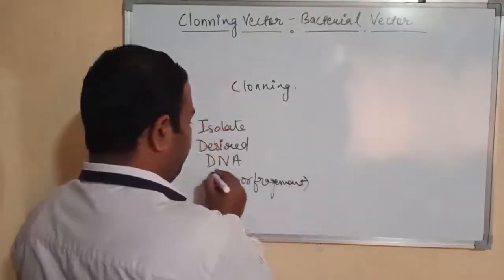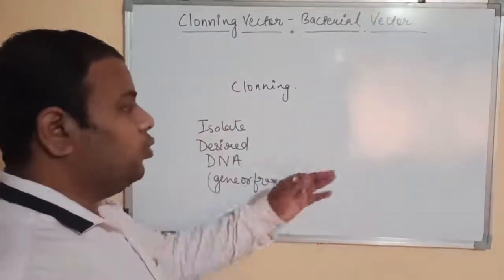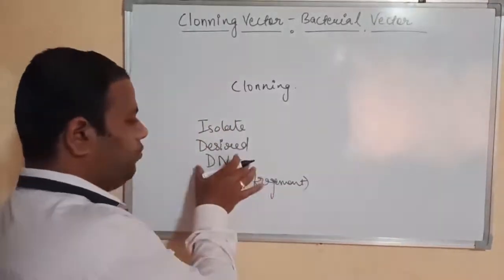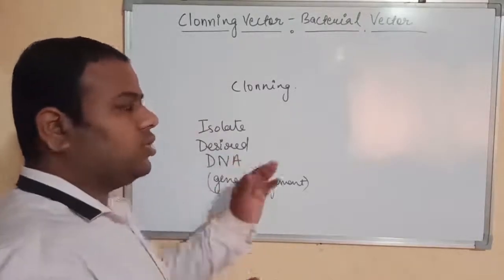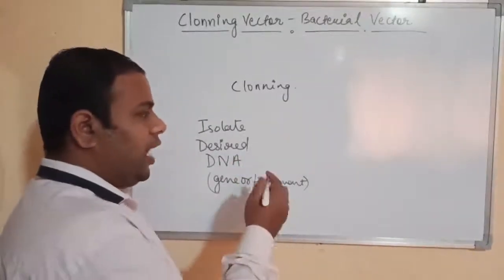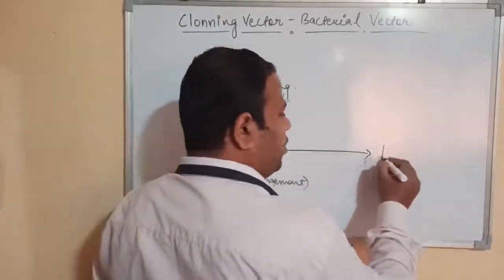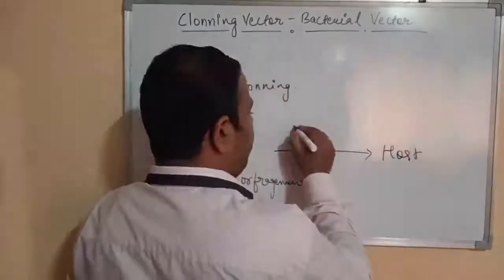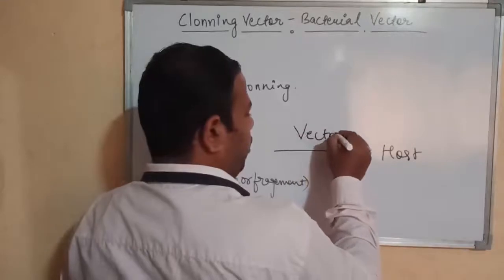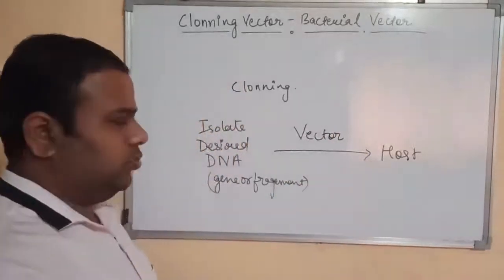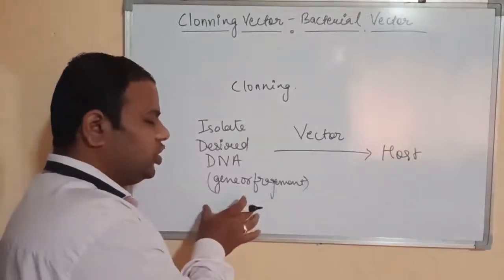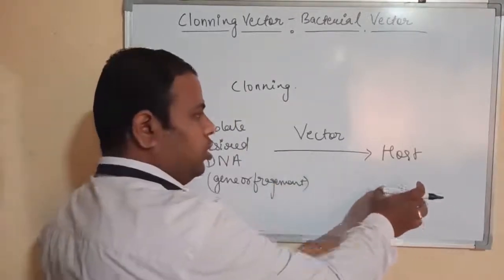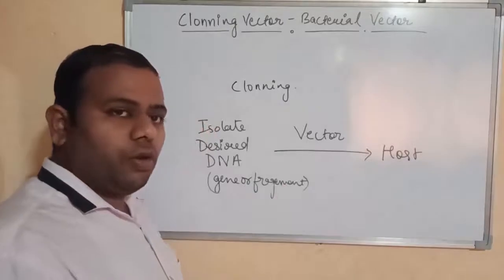So this fragment of DNA has to be placed into a host organism. For example, if I want to clone a particular DNA into a certain organism or certain plant, then I have to transfer it into that host using a vector, without which it is not possible. So we require a vector to transfer the desired gene of interest into the host. So this vector is very important in cloning experiments.